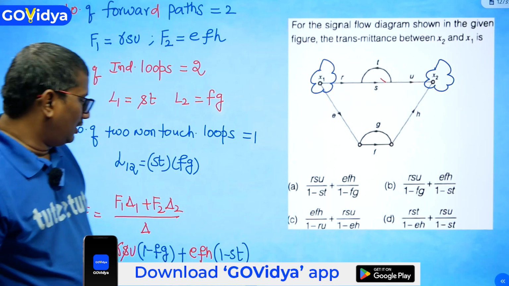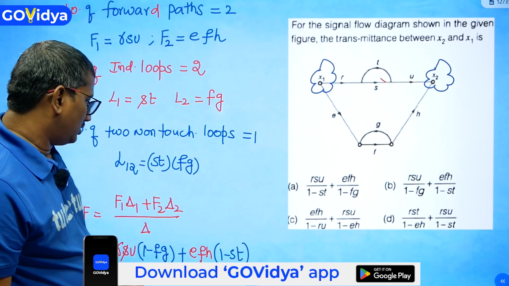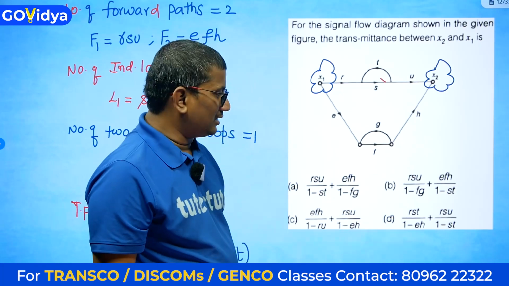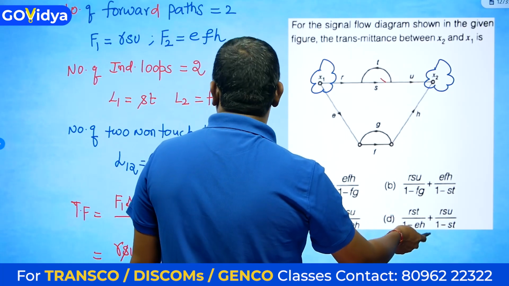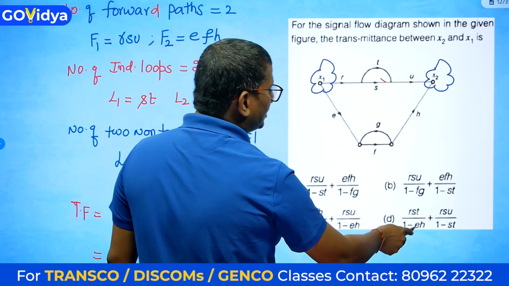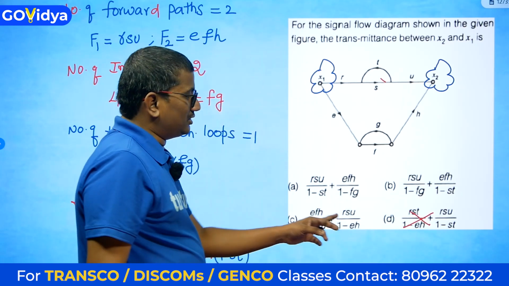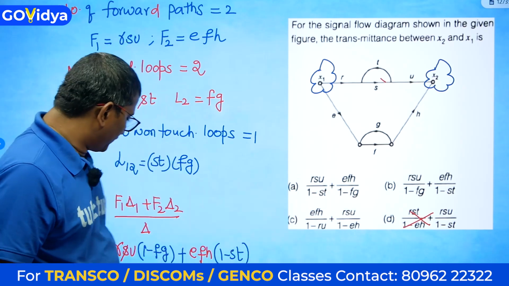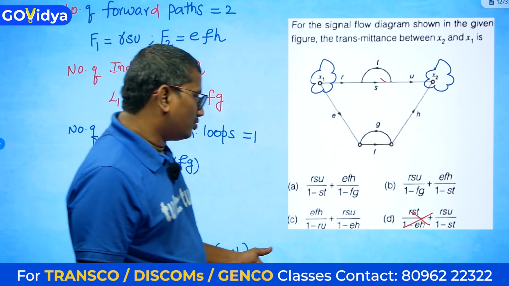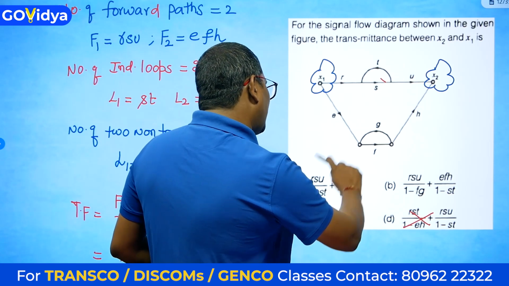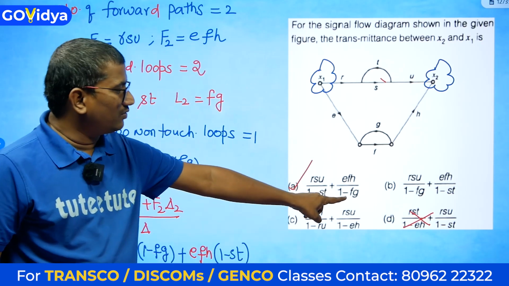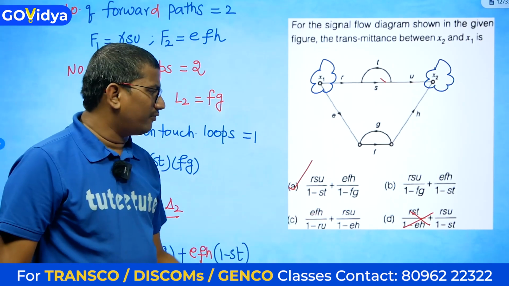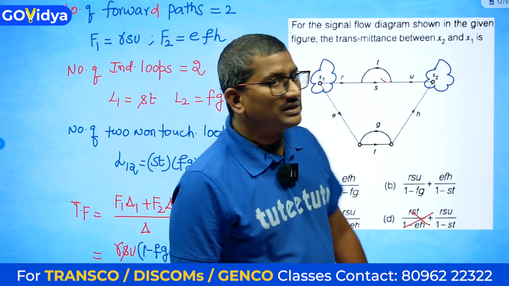If you see in all the options, RSU, EFH, in every case it is there. Here we have RST, so there is no possibility of RST. Therefore, this option is wrong. RSU, EFH, both are possible. You take the LCM of it: RSU into 1 minus FG, EFH into 1 minus ST, and the denominator you take the product of it. So therefore, the final answer is this.